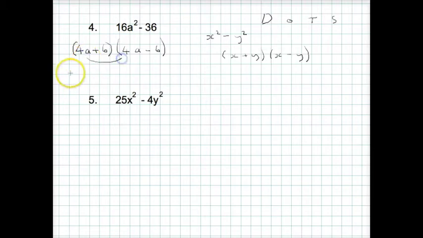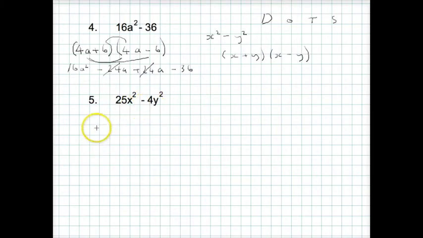So 4a times 4a gives me 16a squared. 4a times minus 6 gives me minus 24a. And then 6 times 4a gives me plus 24a. And then 6 times minus 6 gives me minus 36. You should be able to see that the minus 24a and the plus 24a will cancel out, leaving 16a squared minus 36. Last one then, exactly the same.